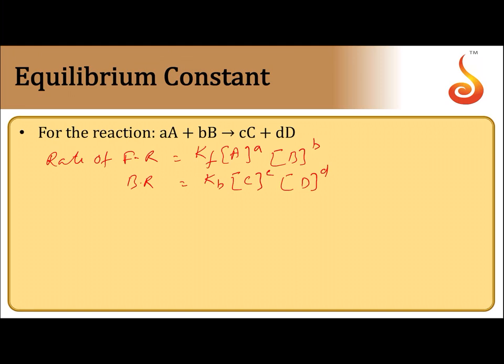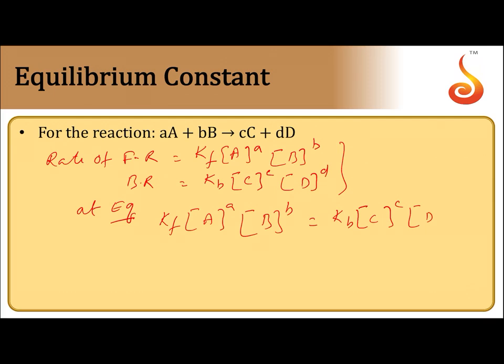Now at equilibrium, both the rates will be equal. So at equilibrium, both forward and backward rates are equal. So equating, Kf into the concentration of A to the power of a into the concentration of B to the power of b is equal to Kb, the backward reaction rate constant, into the concentration of C to the power of c into that of D to the power of d.